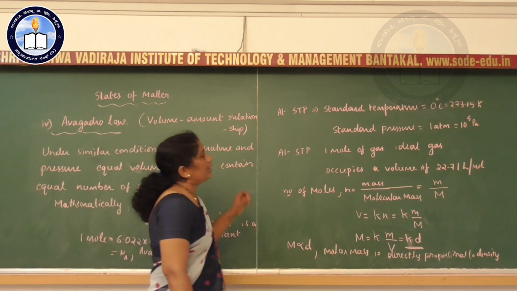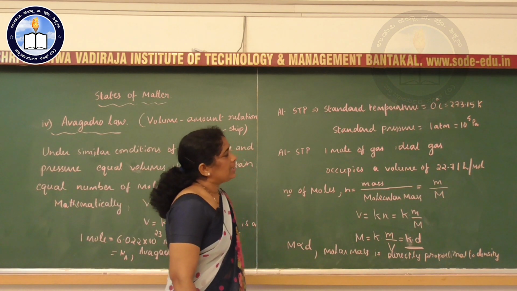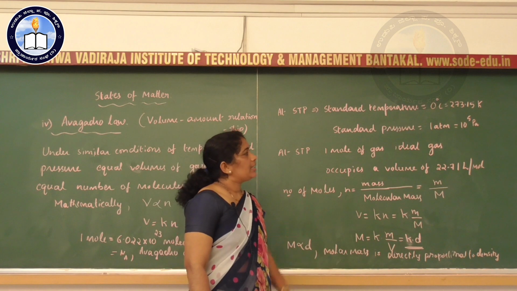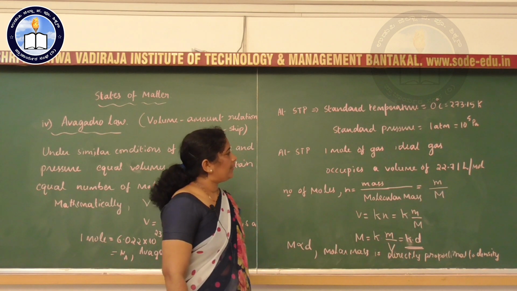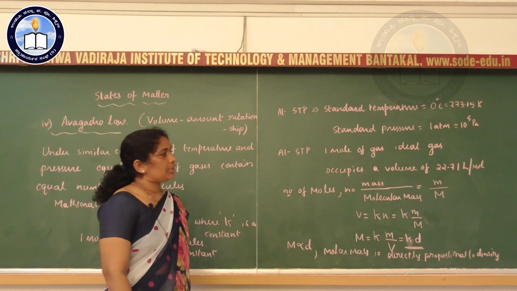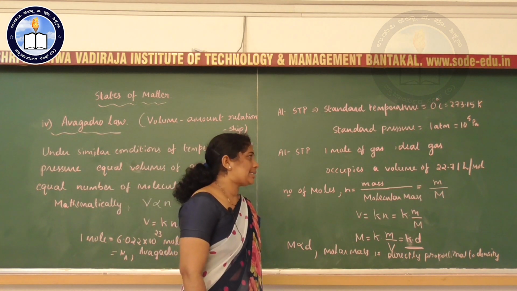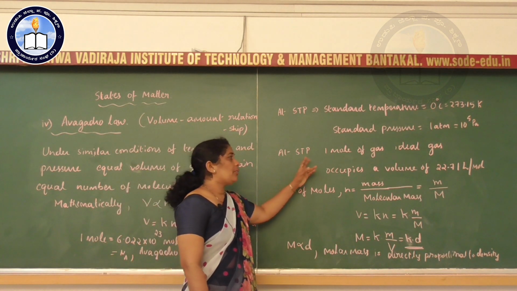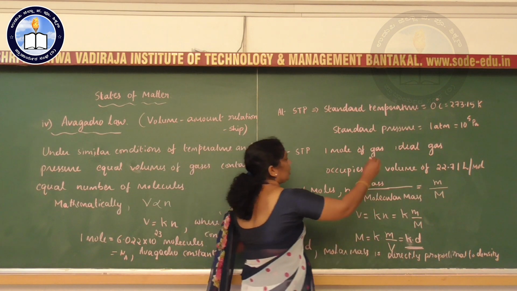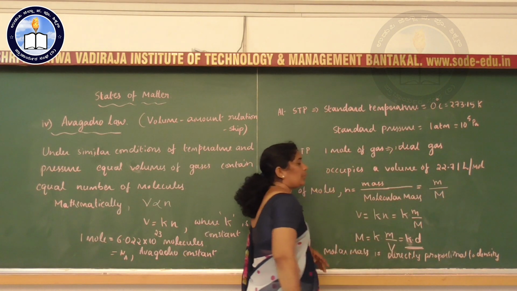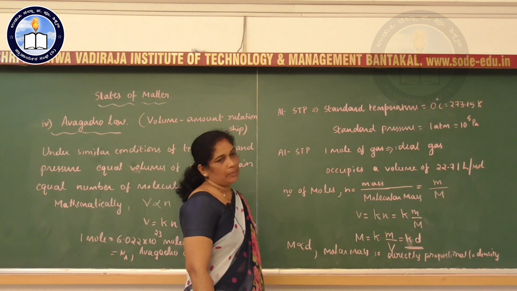At STP, that is standard temperature 0 degrees Celsius, it is nothing but 273.15 Kelvin. Standard pressure 1 atmosphere or 10 to the power 5 Pascal. At STP, 1 mole of gas, means ideal gas, occupies a volume of 22.7 liter per mole.